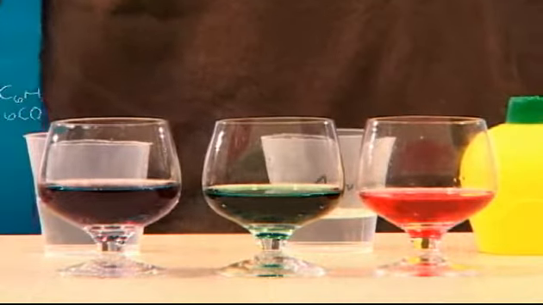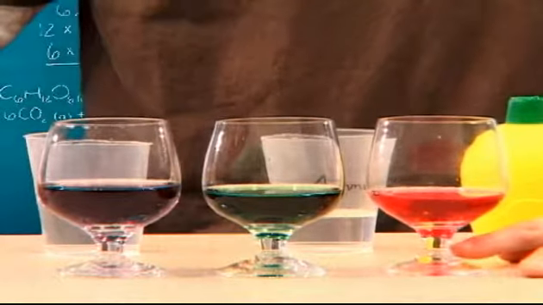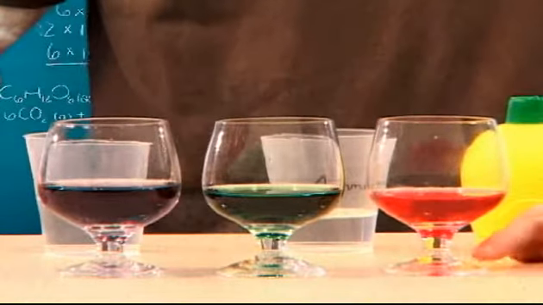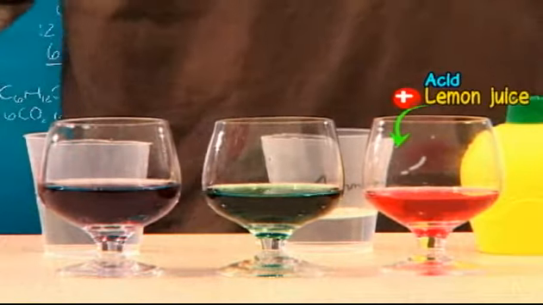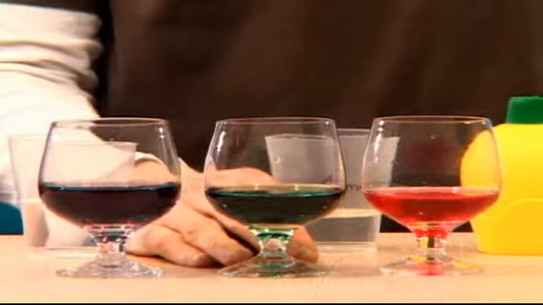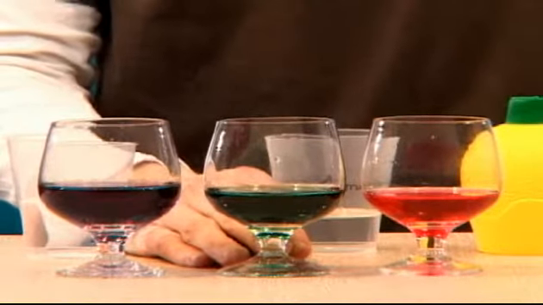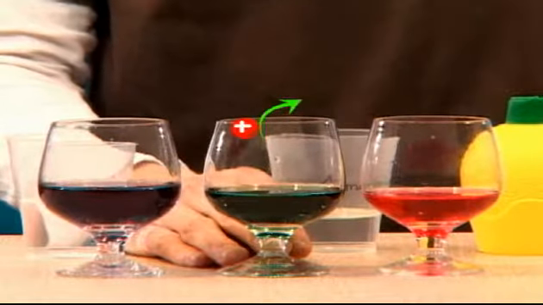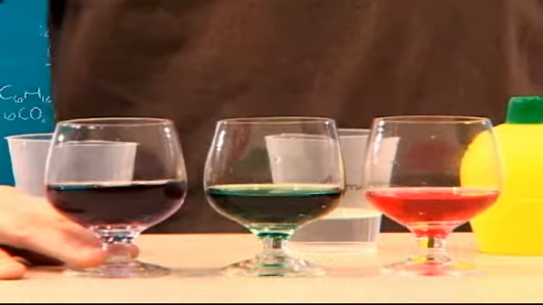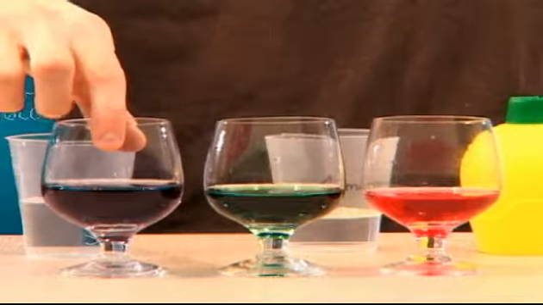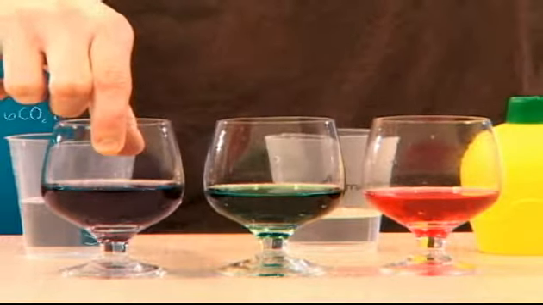So let's take a closer look at what we have here. So we see that the lemon juice has turned the indicator pink. This is because it has donated protons, so it is an acid. The ammonia has turned the indicator solution green. This is because it accepts protons from the indicator, so it is a base. On the other hand, the water has not changed the color of our indicator solution. This is because it neither accepts nor donates protons.